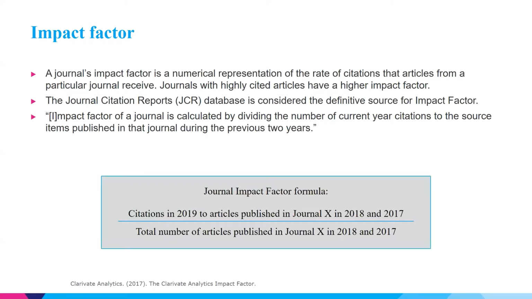And here's the formula for determining impact factors. Basically, to get the most recent impact factor, you would look at the citations in 2019 to articles published in whatever journal you're looking at in 2018 and 2017. And that's divided by the total number of articles published in that journal in 2018 and 2017. This sounds a lot more complicated than it actually is. Basically, it's a number. The higher the number, the more prestigious a journal generally is considered.